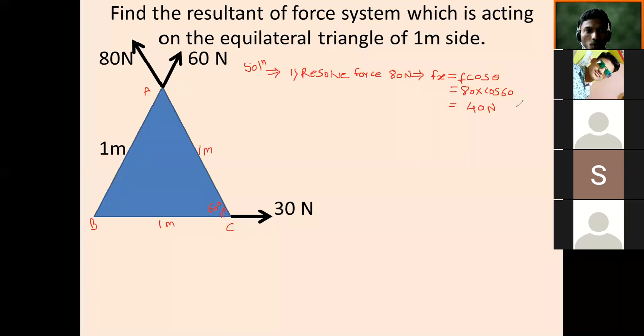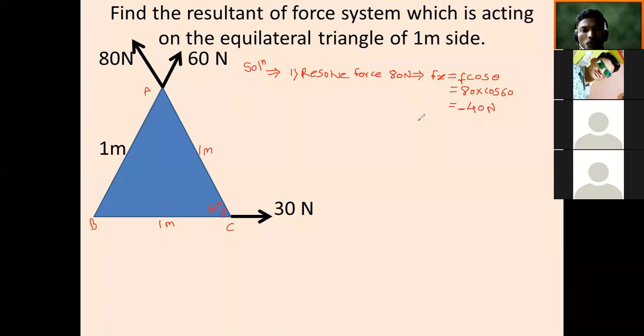If you see the arrow of the 80 Newton force, where is it going, positive x-axis or negative x-axis, if you extend it? Negative x-axis. Any confusion? So shall I write minus 40 Newton? Minus 40 Newton. Clear? Okay. One component is over for the 80 Newton force.